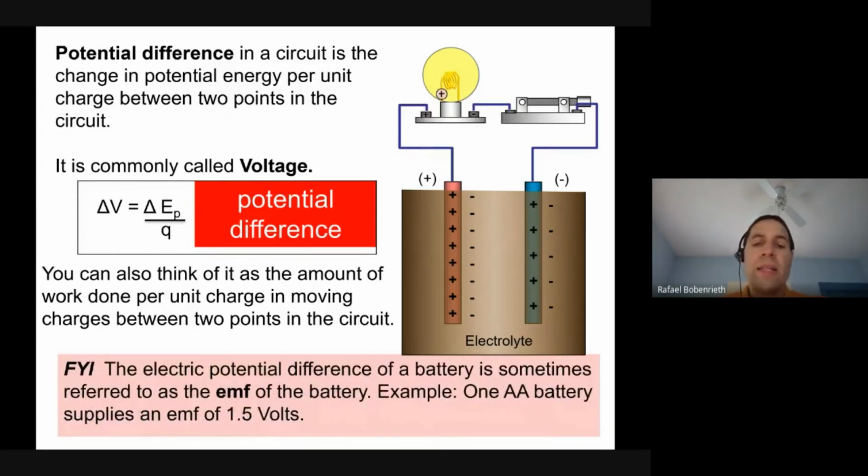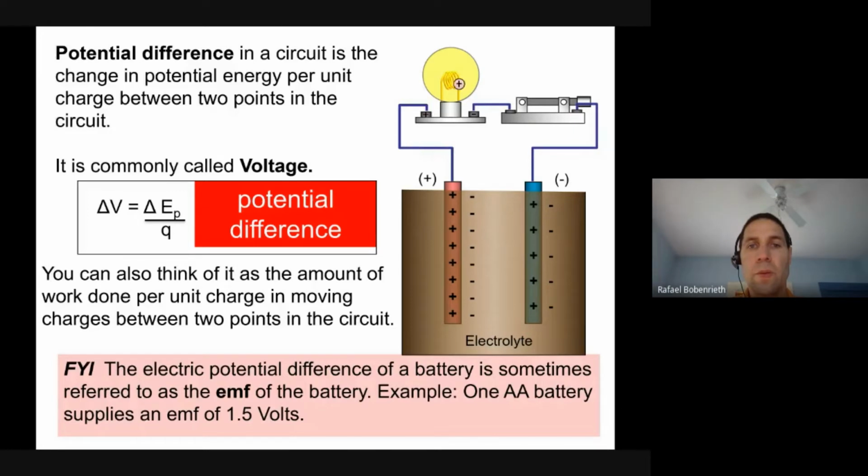An important FYI: the electric potential difference of a battery is sometimes referred to as the EMF of the battery. EMF stands for electromotive force, but that's a really bad misnomer that was used centuries ago. So don't think of it as a force. When I talk about the EMF of a battery, for example, I could say the EMF of a AA battery is 1.5 volts. That means the electric potential at the positive terminal is 1.5 volts higher than it is at the negative terminal. There's an electric potential difference of 1.5 volts between the terminals.